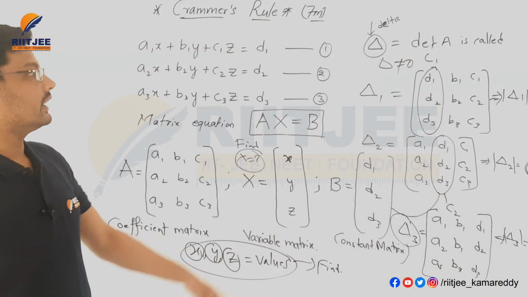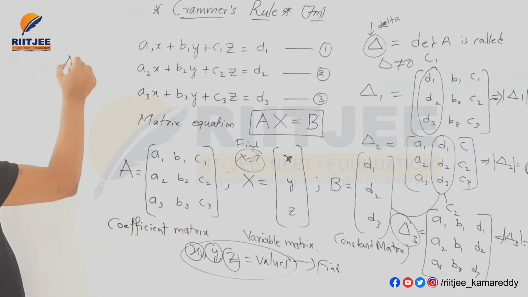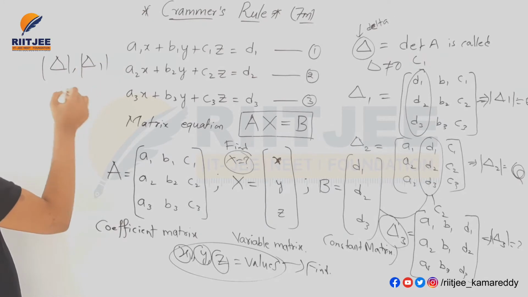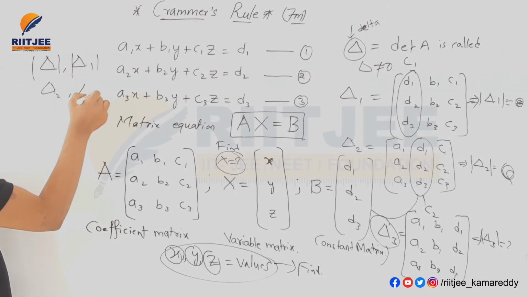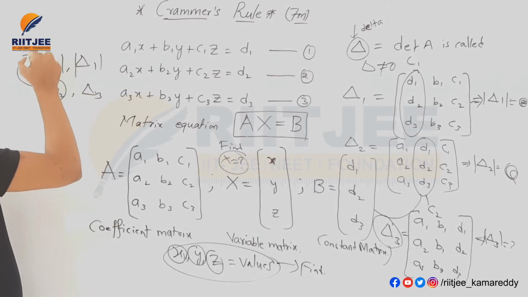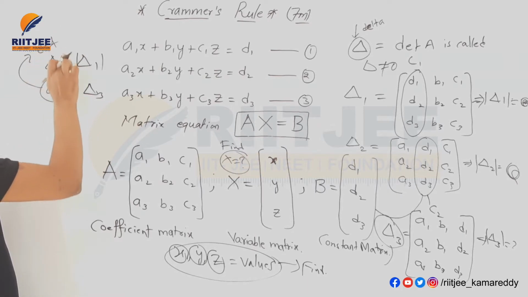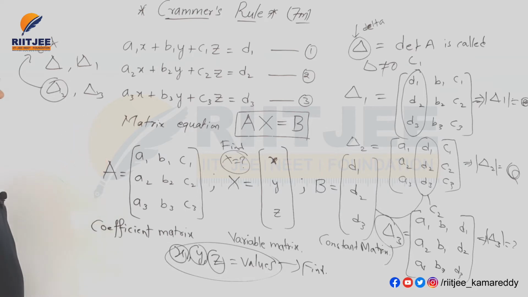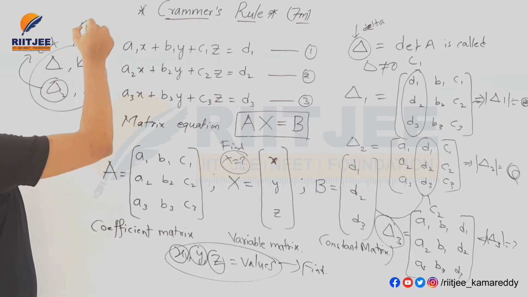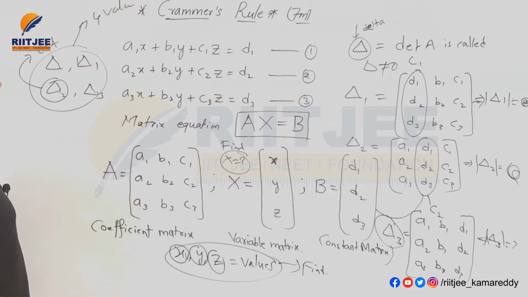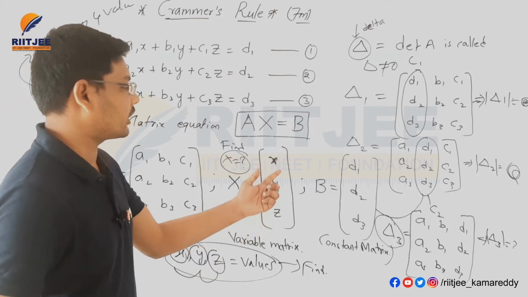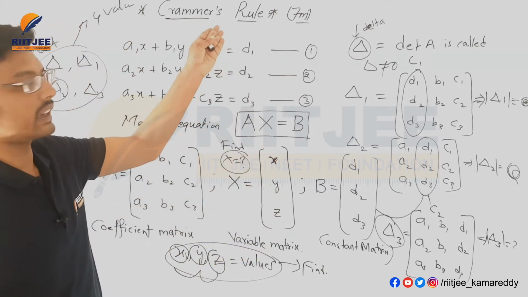So after getting delta and the modulus values of delta 1, delta 2, delta 3, here delta is nothing but the determinant itself, no need to mention the modulus. Delta, delta 1, delta 2, delta 3: here we got 4 values. After getting these 4 values, we need to find the X, Y, Z values. Our assumption is to find the X, Y, Z variable values. This is all about Cramer's rule.